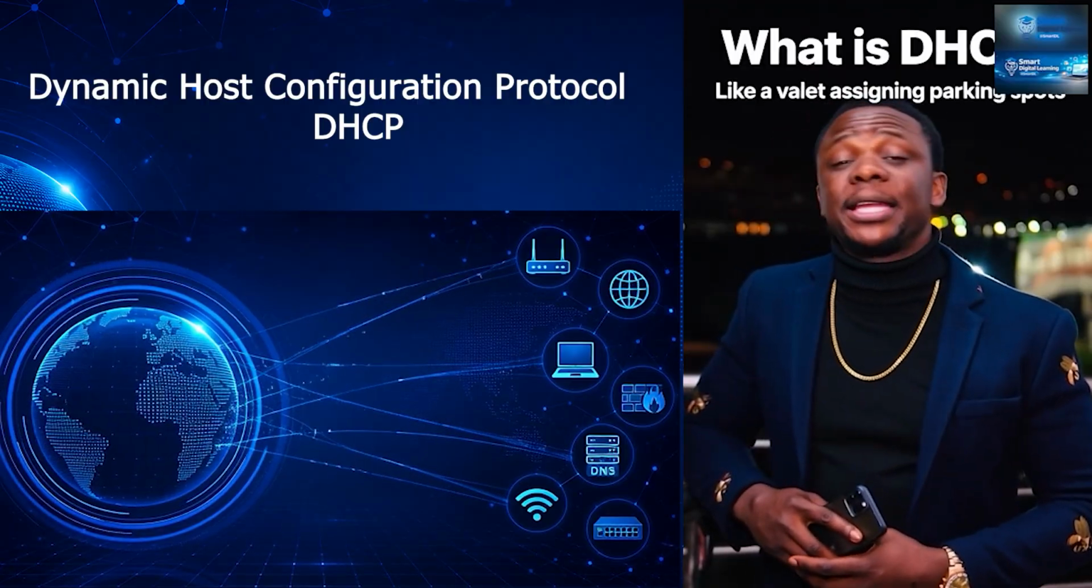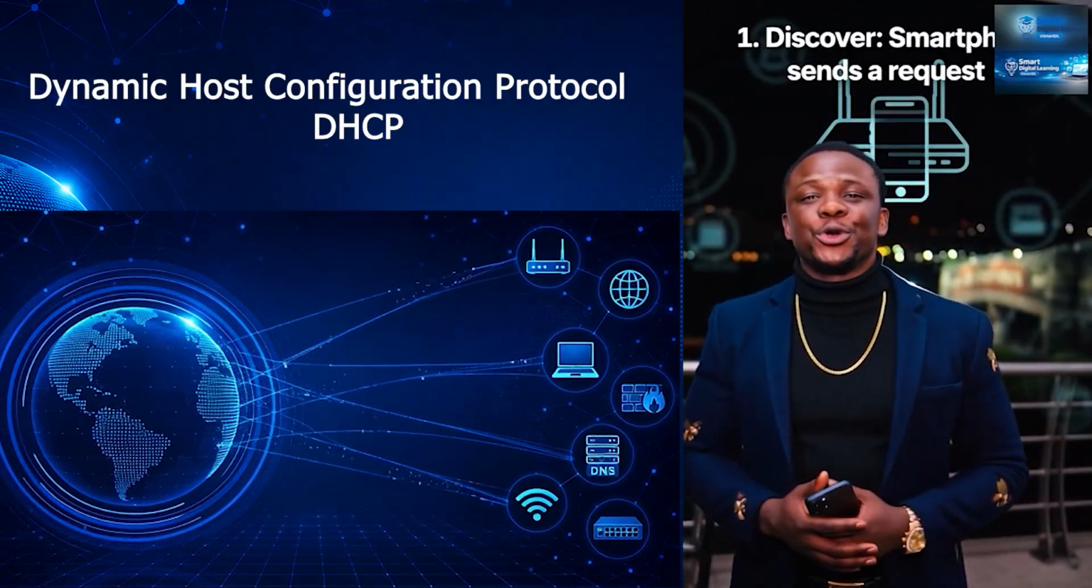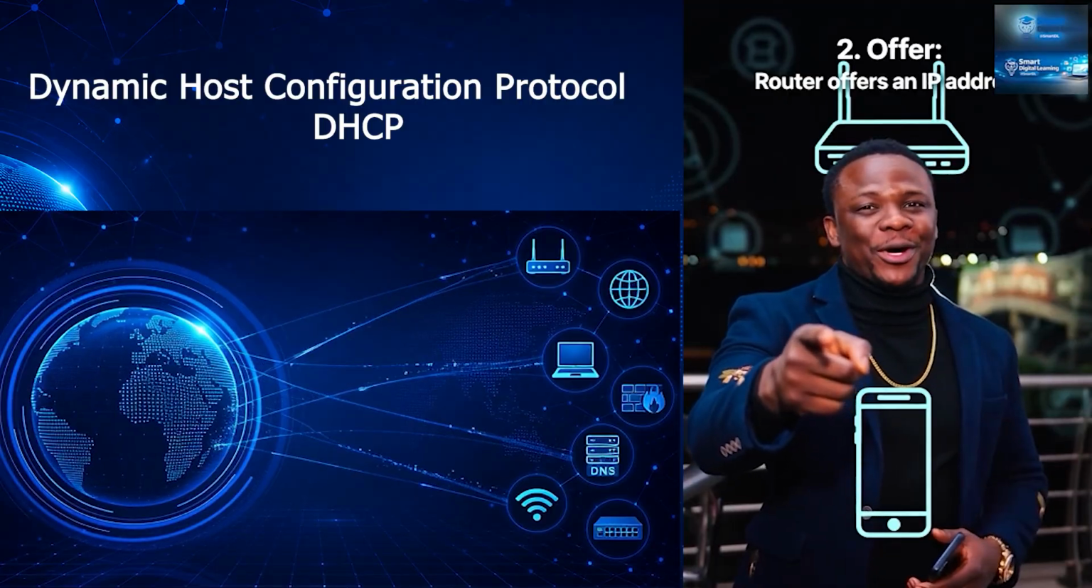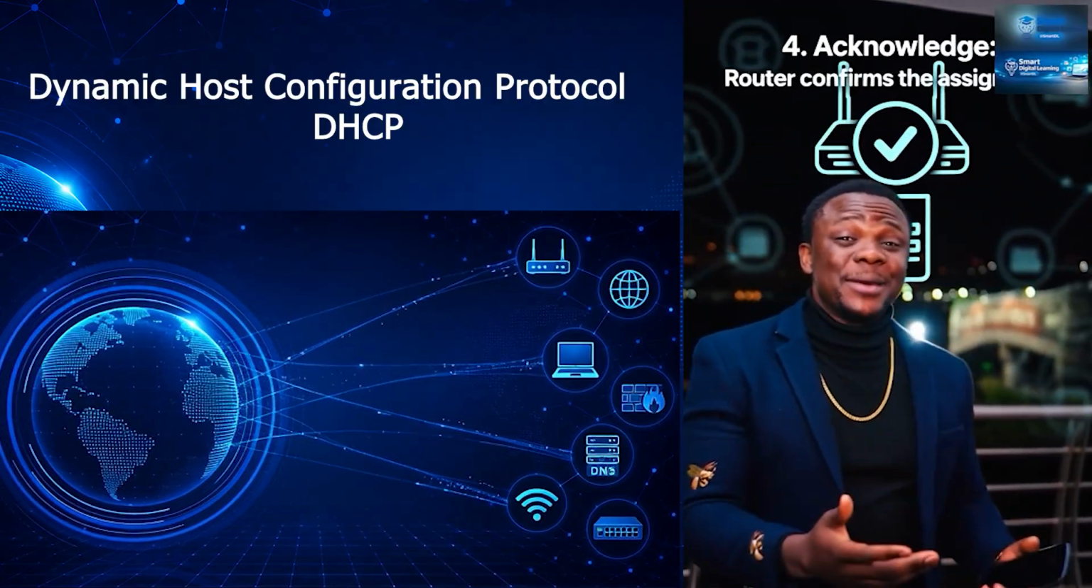DHCP is like a valet assigning parking spots. Here's how it works when your phone joins Wi-Fi. First, your phone sends a discover request. The router offers an IP address. Your phone accepts, and the router confirms it.